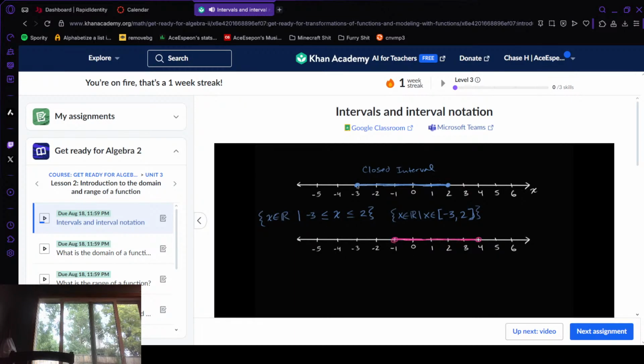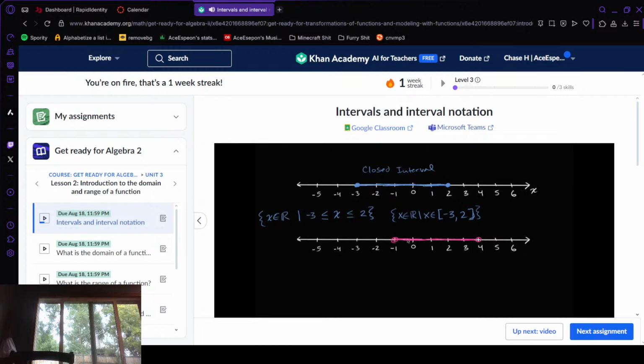Over here I had closed circles. The closed circles told me that I included -3 and 2. Now I have open circles here, so that says that I'm not including the endpoints. It's all the values in between -1 and 4. So -0.9999999 is going to be included, but -1 is not going to be included. And 3.9999999 is going to be included, but 4 is not going to be included.